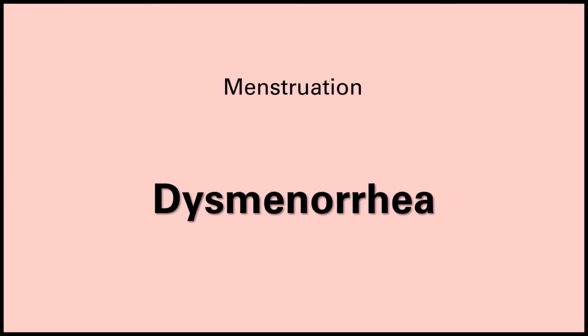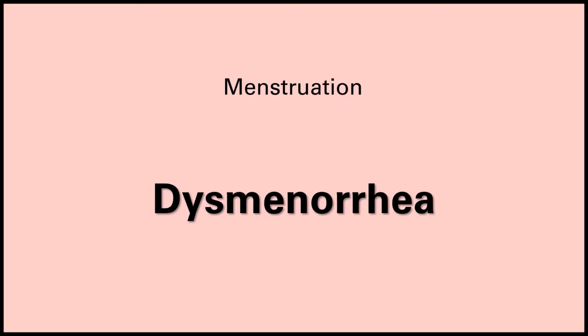Dysmenorrhea is defined as painful menstruation, and it's broken down into primary and secondary. Primary dysmenorrhea has no associated pelvic pathology. It's due to increased prostaglandins, which cause painful uterine muscle activity. Secondary dysmenorrhea, in contrast, is due to pelvic pathology, such as endometriosis, adenomyosis, PID, tumors, adhesions, the list goes on.